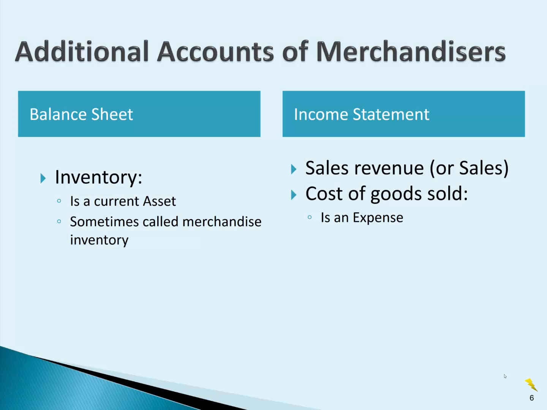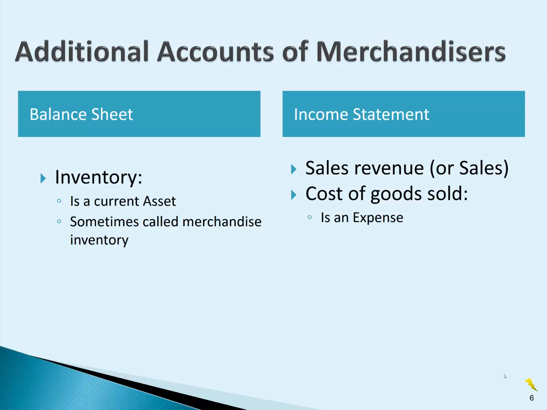So let's look at cost of goods sold and some of the other new accounts that merchandisers have. Merchandising consists of buying and selling products rather than services. Merchandisers will obviously have some new balance sheet and income statement items. On the balance sheet, the new account is called inventory, which is an asset. It's an asset because the inventory, by definition, hasn't been sold yet. And because we hope to sell it in the future, it has a future benefit or a future value, so we consider it an asset. And because we intend to sell it within the next 12 months, it's considered a current asset.